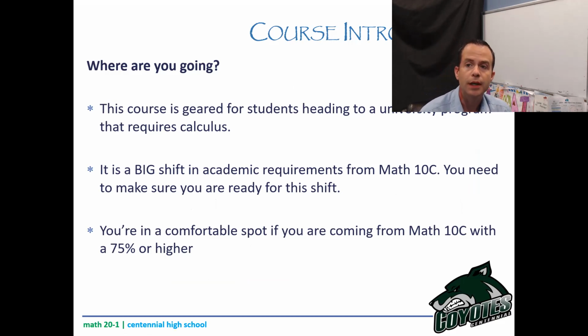So where are you going? The reason you're in Math 20-1, for the most part, is that you're heading to university, and your university program requires calculus, okay? So that means essentially you're gonna take a math degree, you're gonna take a science degree, you're gonna take a business degree. Often universities want -1 for business degrees, unfortunately. So anything that requires calculus in university, you wanna take -1. I do wanna make just a quick note of that.